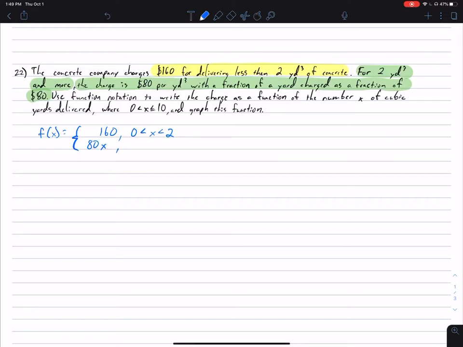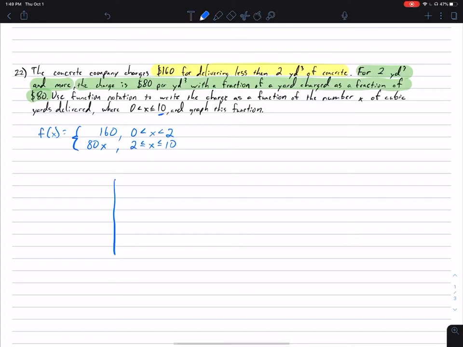And this is going to go from 2, and it can be equal to it. So for 2 yards and more, 2 is less than or equal to x, which is going to be, what's our cap here? Well, they're telling us this is our price up to 10 yards. So we've capped at less than or equal to 10. Now we're going to be asked to graph this function.